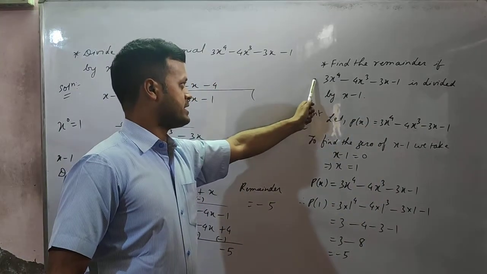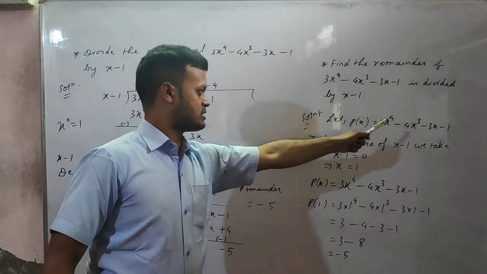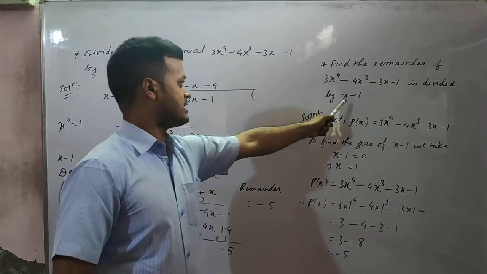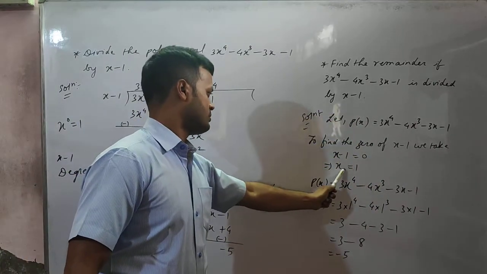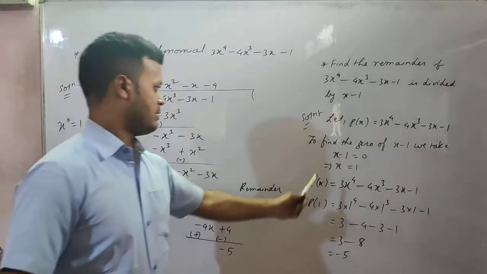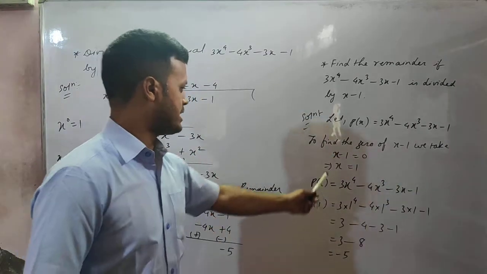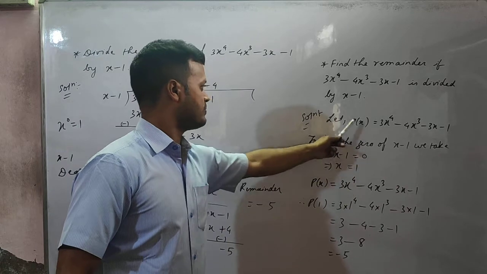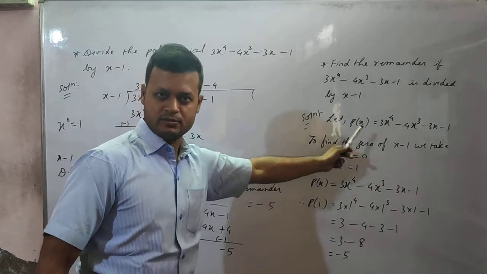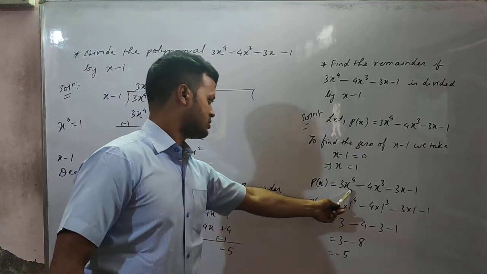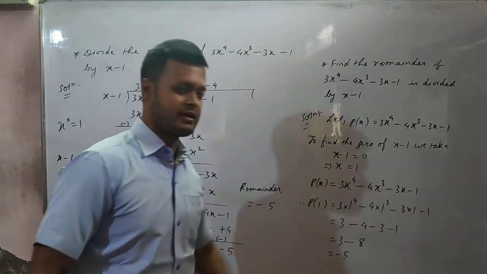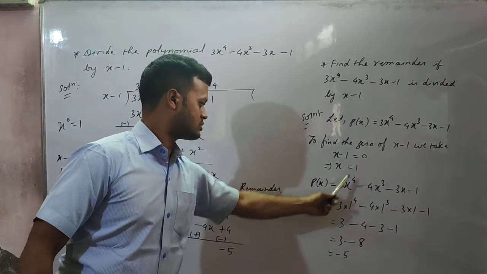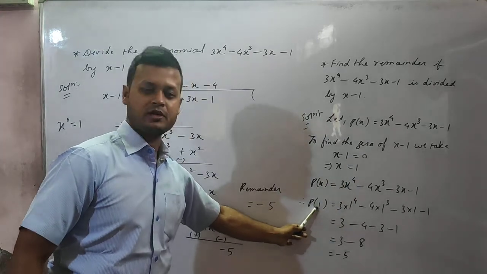Now what we will do is take this polynomial as px. Let px equal 3x to the power 4 minus 4x cube minus 3x minus 1, and we have to find the 0 of x minus 1. To find it, we take x minus 1 equal to 0, so x equals 1. We will put this 0 in this polynomial in place of x. So in place of this x, I am putting 1.